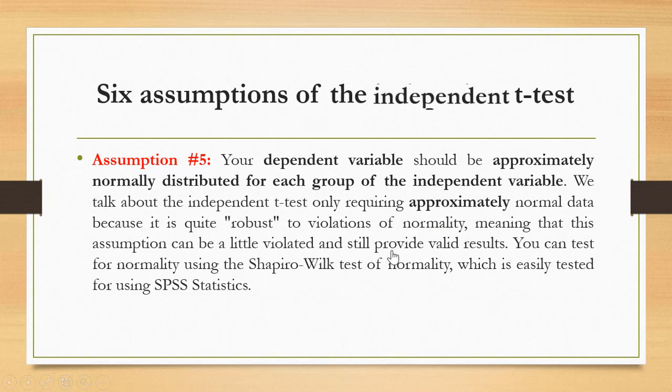Because sometimes you may run the risk of having a type 1 error, which is a false positive. You reject a null hypothesis when you should fail to reject it. You can test for normality using the Shapiro-Wilk test of normality, which is easily tested for using SPSS statistics.